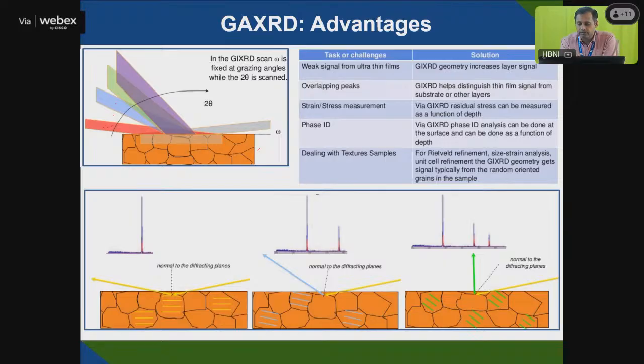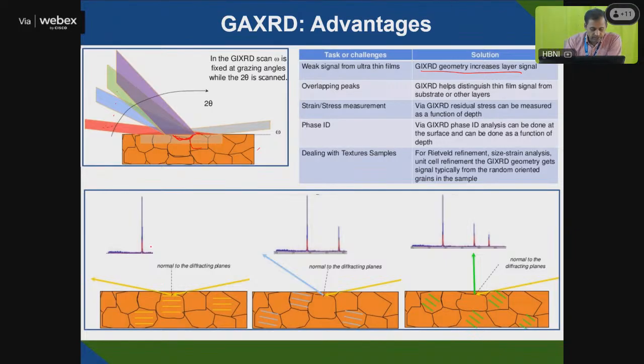In that case, the GI-XRD geometry increases. You can do perfect positioning of the sample to get a better thin layer signal. Overlapping peaks are possible in this case because it is a very thin film. If you want to get the grain structure with a powder sample, you may get some other signals also. But in the case of a single crystal, there is no issue. The problem is that overlapping is possible. You can also do stress measurement and texture analysis.